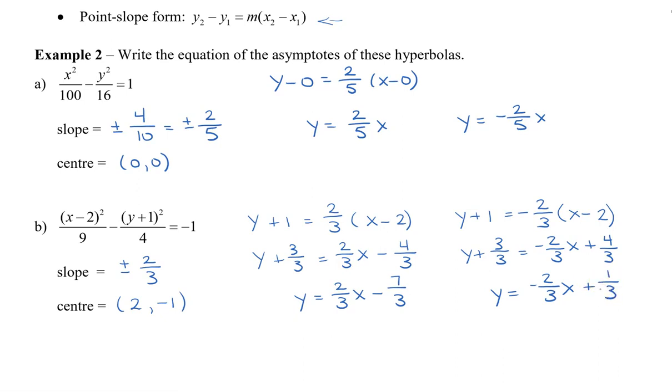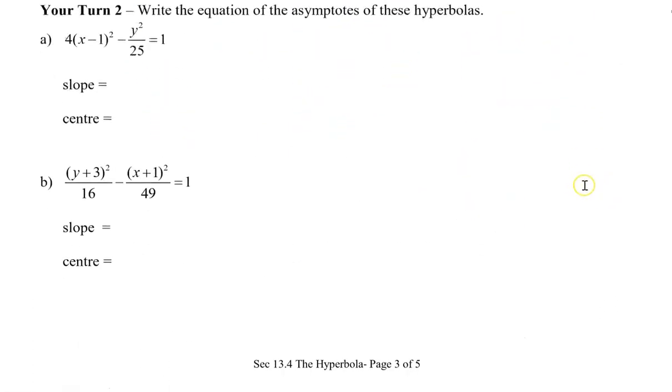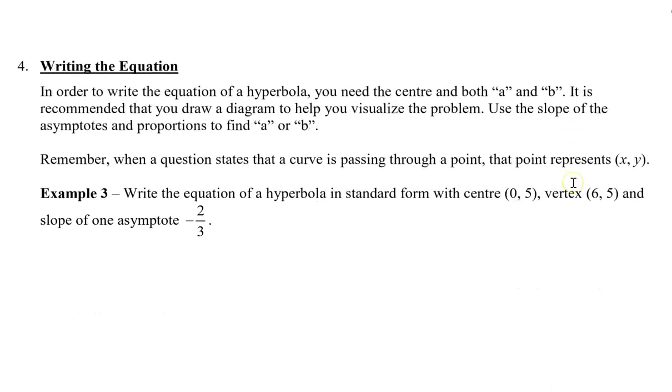So if there is a point that's not at 0, 0, we need to actually use both of the slopes, the positive and the negative, to find two separate equations for the asymptotes. All right, next I'm going to show you how to write the equation of a hyperbola given some information.